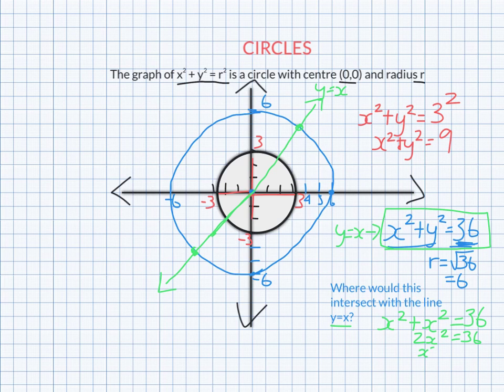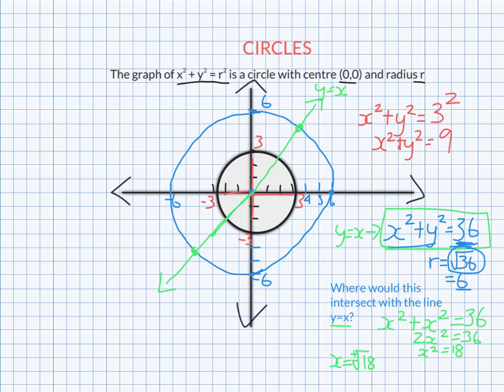Divide each side by 2, and then square root. When I square root 18, remember there's a positive and a negative solution. Over here, when I square rooted 36, I only took the positive solution because we were talking about the radius of a circle, which must be positive. But here, I'm just finding an x-coordinate, so when I square root 18, I have to take the positive and negative value. What that means is x could be positive root 18 or negative root 18.